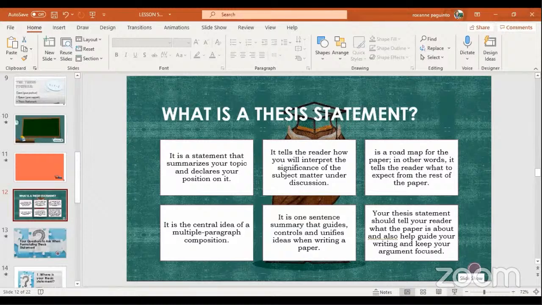All right? You do not have a path. You do not have direction. You are leaving your readers hanging as to what you believe in. Okay? Your thesis statement should tell your reader what the paper is about, and it also gives them a guide to your writing and keeps your argument focused.